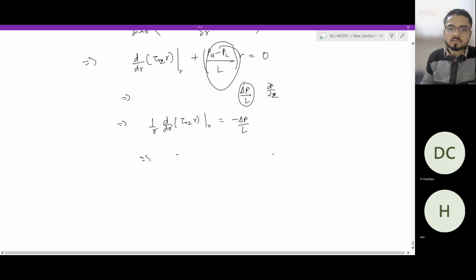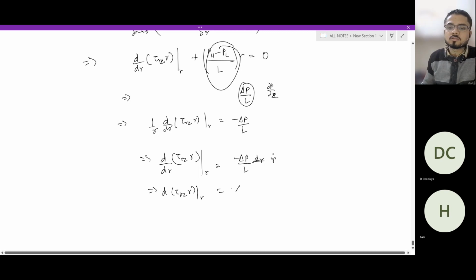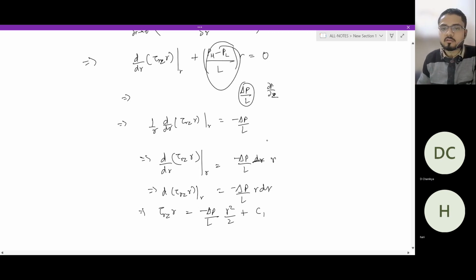Now, if you just solve this out for a moment, are you working it out with me? Okay, that's great. d(tau RZ R) equal to minus del P by L R dr. Integrate both sides, you have tau RZ R to be equal to minus del P by L, R squared over 2, plus C1. Right? All right.